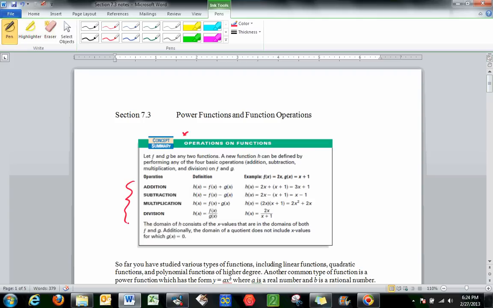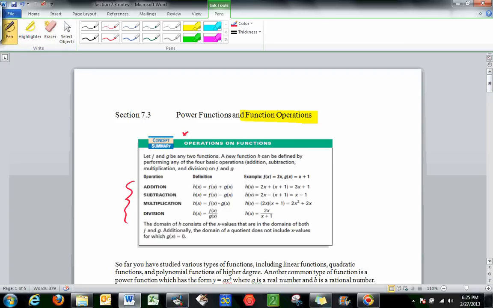Now, when we give you a function like f of x, or we give you a function like g of x, and we tell you what that is, we call that a defined function. So we're going to define a couple of functions for you, and then we're going to ask you to put them together with certain function operations. Now, that's just a fancy term for addition, subtraction, multiplication, and division. So we'll look at each of those separately and work some sample problems in this first video on power functions.